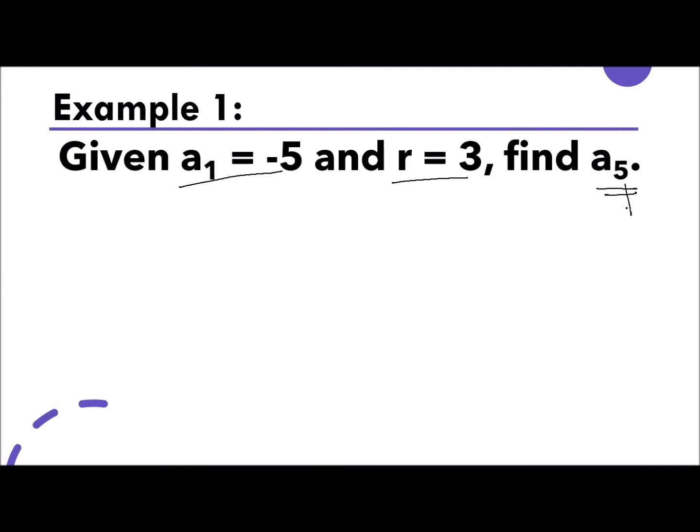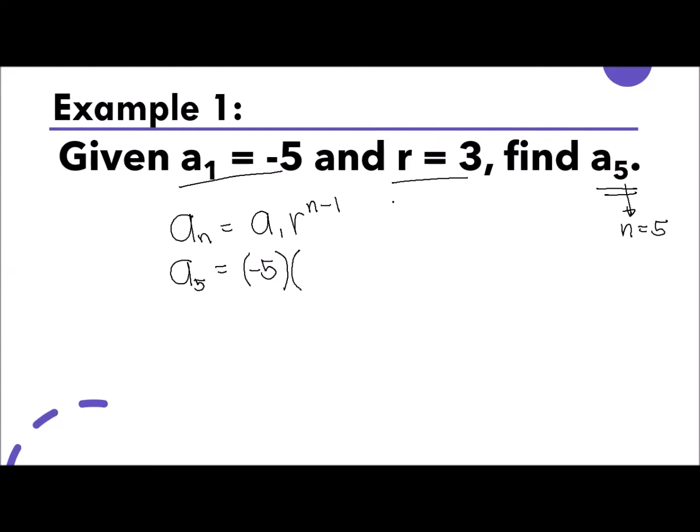So, ibig sabihin nito, we have n is equal to 5. Recalling again the formula, a sub n is equal to a sub 1 times r raised to n minus 1. Okay? So, please write it properly. Then, substitute the values that we need. N is 5, so we will have a sub 5 is equal to a sub 1, that is negative 5. Why do I put a parenthesis? Because we have a negative sign. So, I want you to be careful with it.